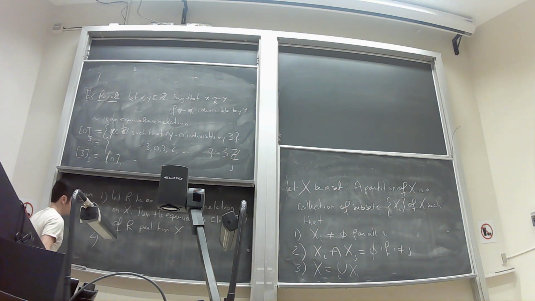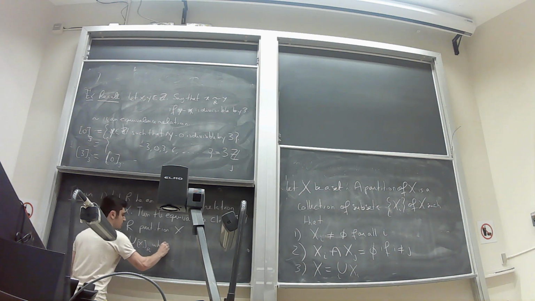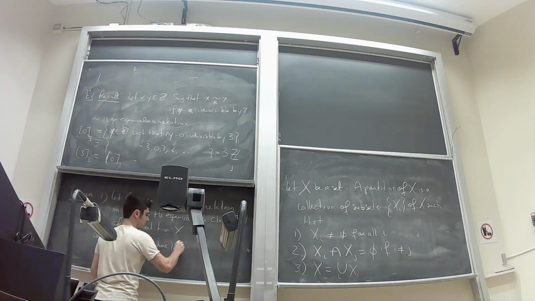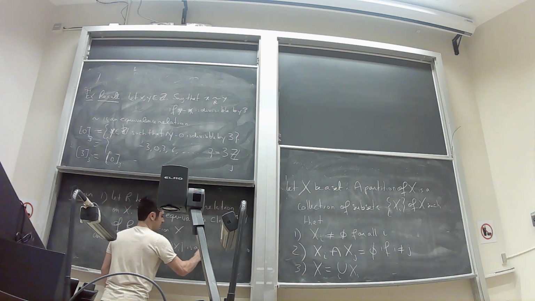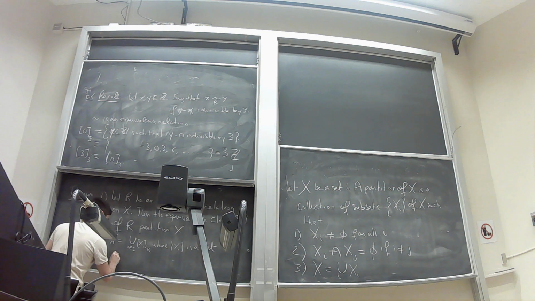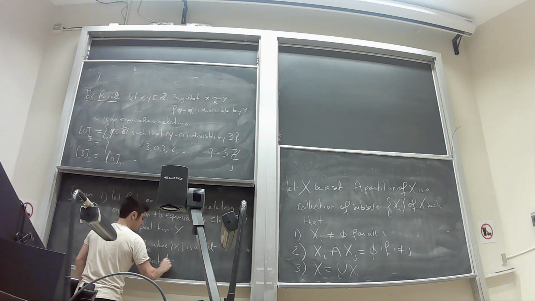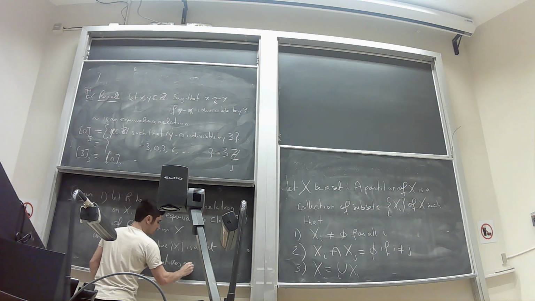Okay, you can write X is the union over i in I of X_i, where X_i is a set, for example, a representative of the equivalence classes.